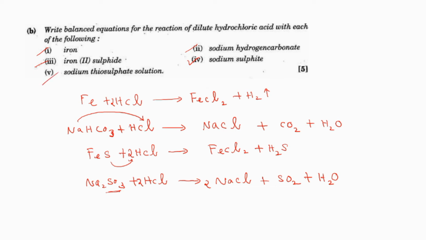Next one, sodium thiosulfate solution. So the formula of sodium thiosulfate is Na2S2O3. To that, we are adding hydrochloric acid. Same product you will be getting. Which one? Sodium chloride, sulfur dioxide and water. Okay, along with that, what will be forming? One sulfur is extra, so sulfur will be precipitated. Okay, you can see yellow precipitate of sulfur at the bottom of the test tube.